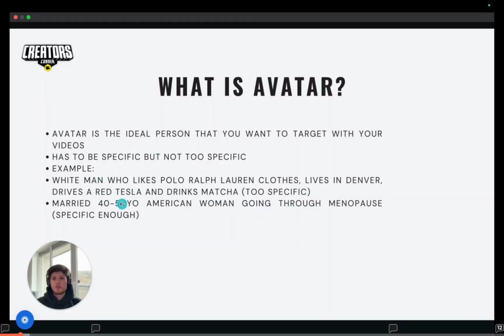Whereas if you have married 40 to 50-year-old American women, that is already a lot of women, and at the same time going through menopause, well, that's going to be almost every 40 to 50-year-old American woman, because all of them will be going through menopause. It is specific enough, but it is not too broad, because they are going through a specific problem. They are a certain gender, a certain ethnicity, a certain age, and they also have a certain status. They are not single. They are not, for example, only with a partner without any proper ceremony. So they're also married, and they're probably also Christian at the same time.